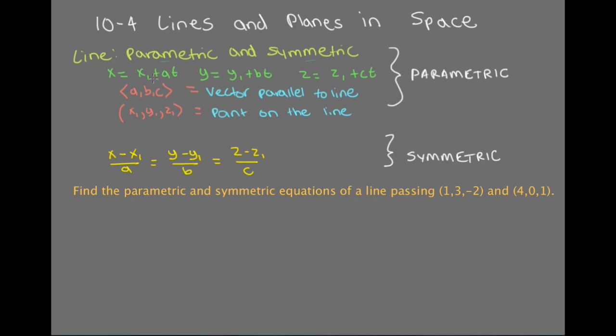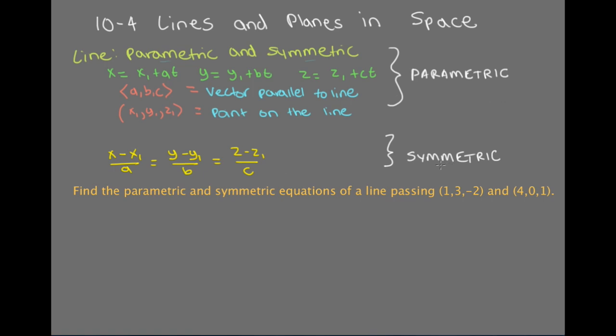It's kind of like if we have in 2D, it's kind of like point slope form. We have the point, which is on the line, and then we have the slope, which is kind of the vector that is parallel to the line, if you want to think about it that way.